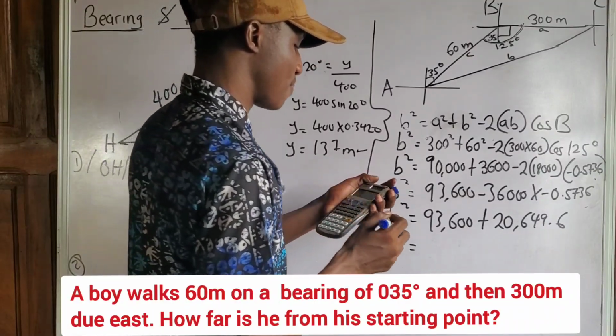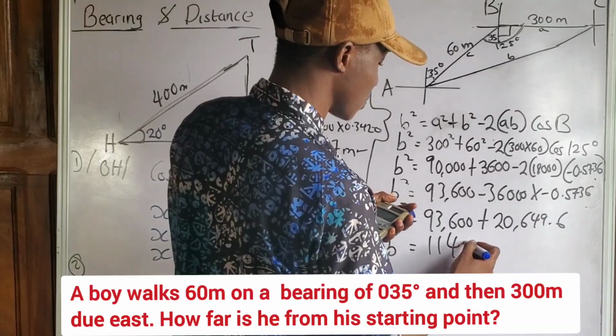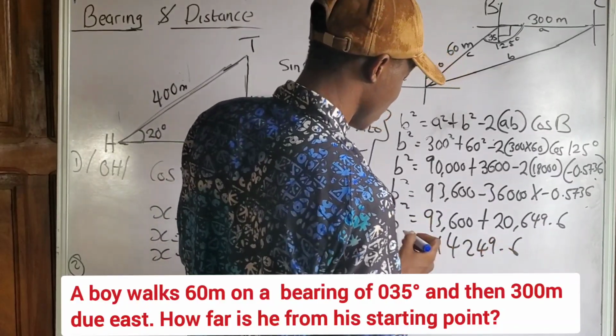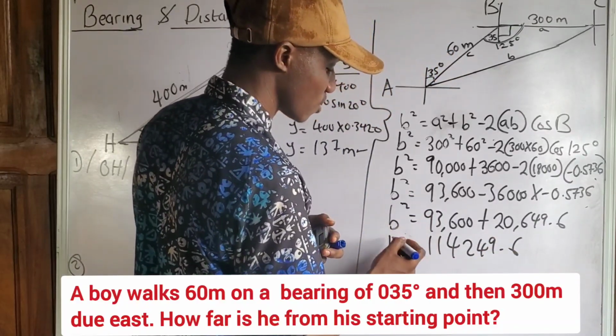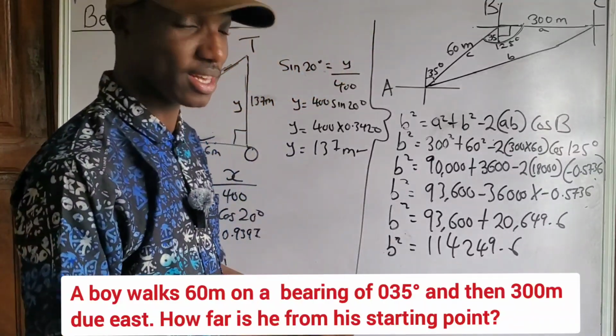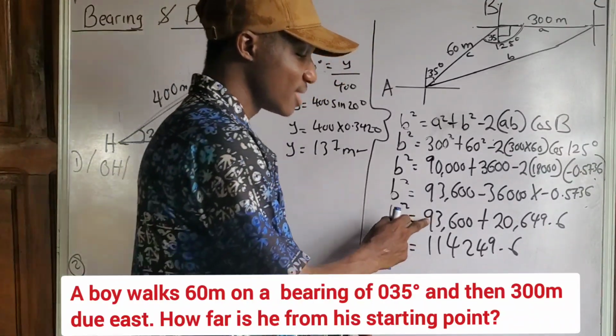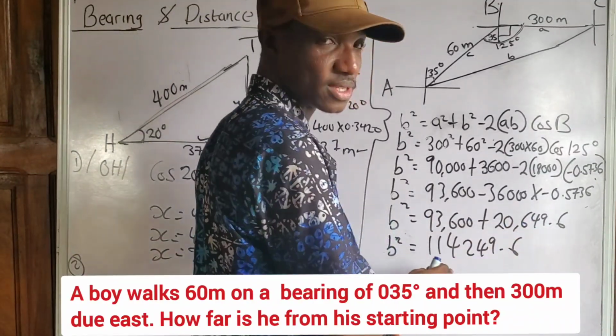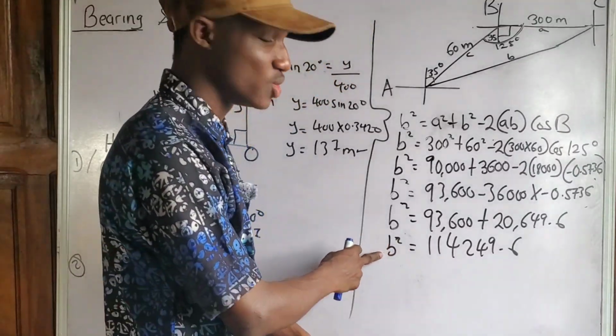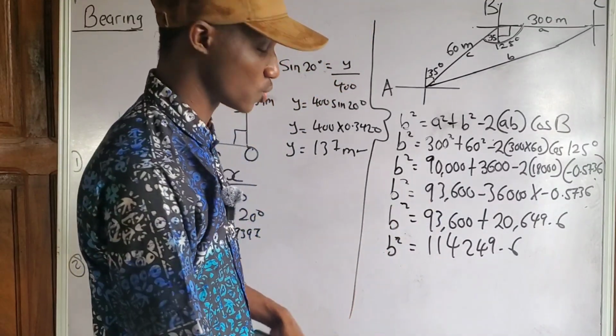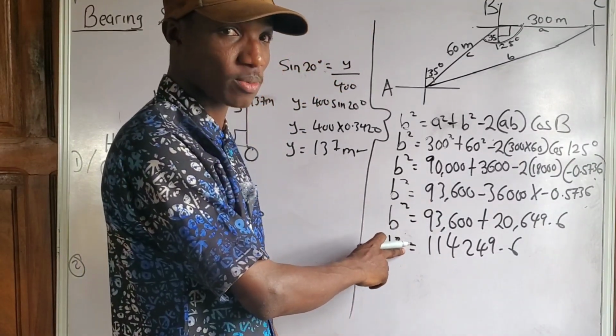That is 114,249.6. Okay, now to get the value of B, you have to take the square root of both sides. See, it's simple. Okay, 93,600 plus this, you're going to have this. And to get the value of B, you have to take the square root of both sides so as to help you to eliminate the square that is present on the top of B.